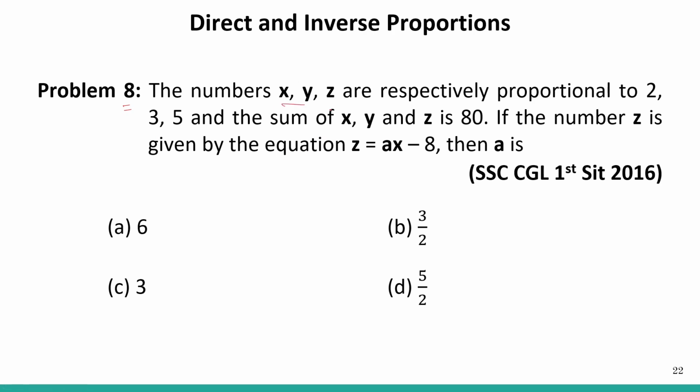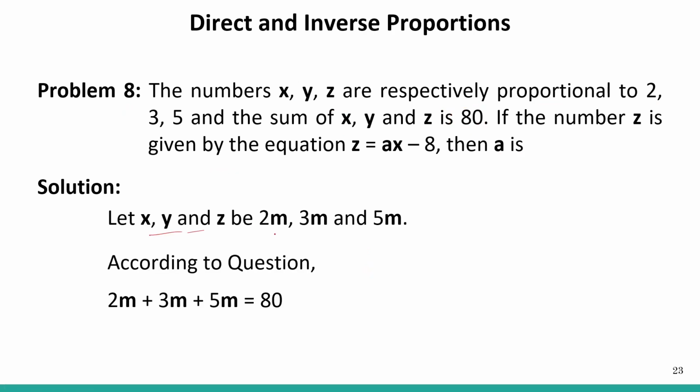So let the numbers x, y, z be respectively proportional to 2, 3 and 5. The sum of x, y and z is 80, right? If the number z is given by the equation z is equal to ax minus 8, then a is what? 6, 3, 3 by 2 or 5 by 2. So this question has been covered in the SSC CGL first sitting 2016 exam. Let's see which one among these four is the probable correct answer.